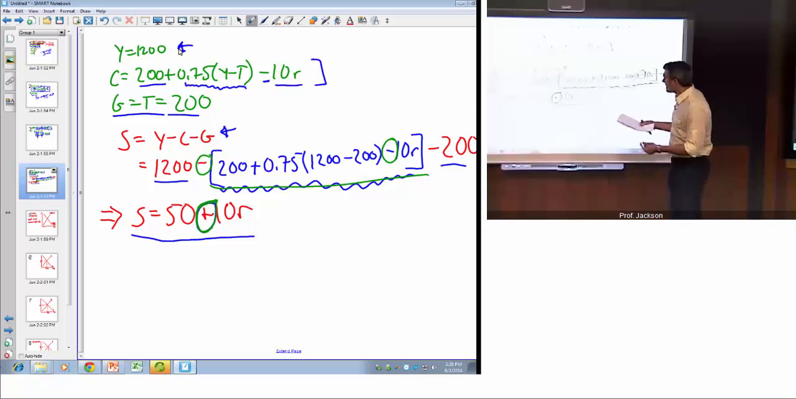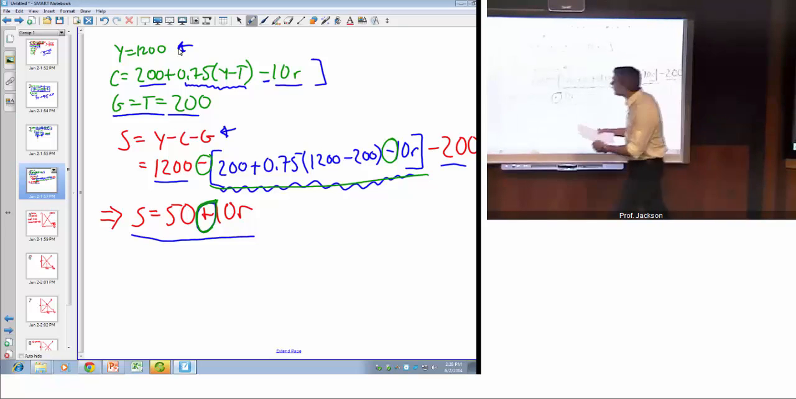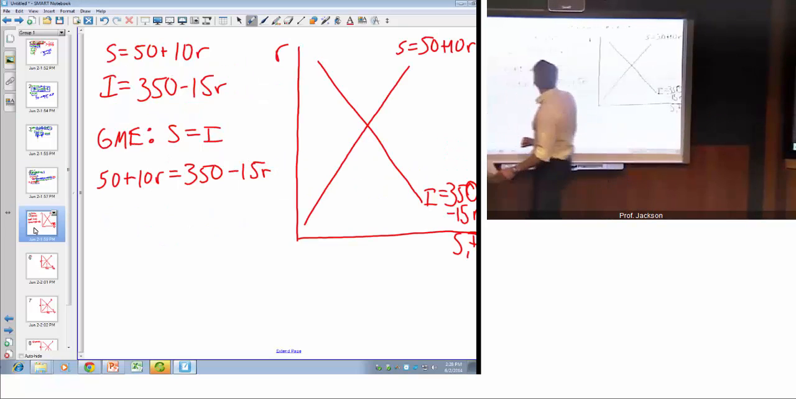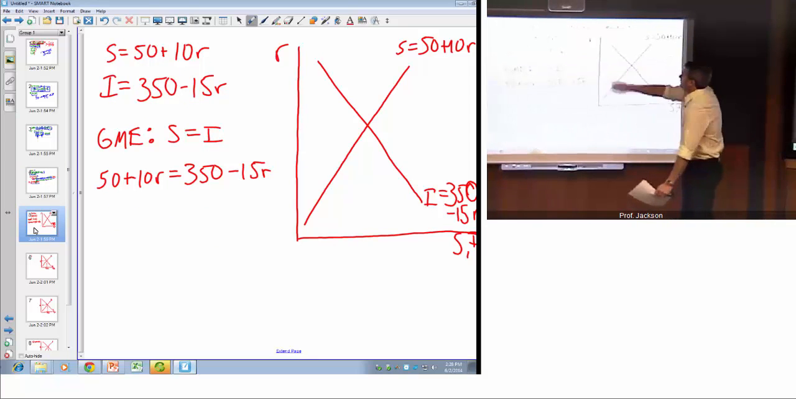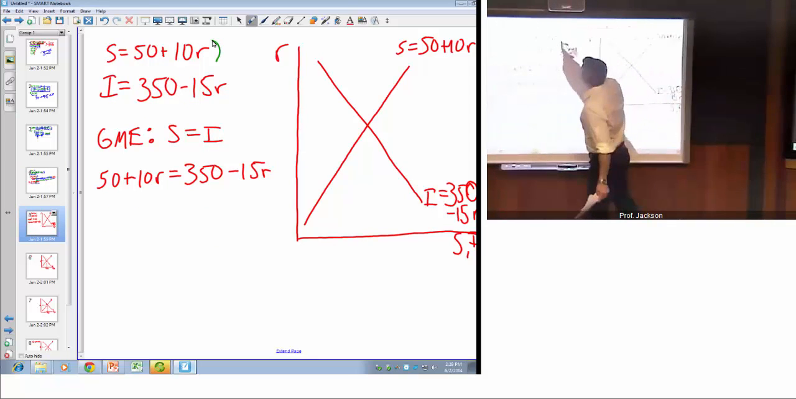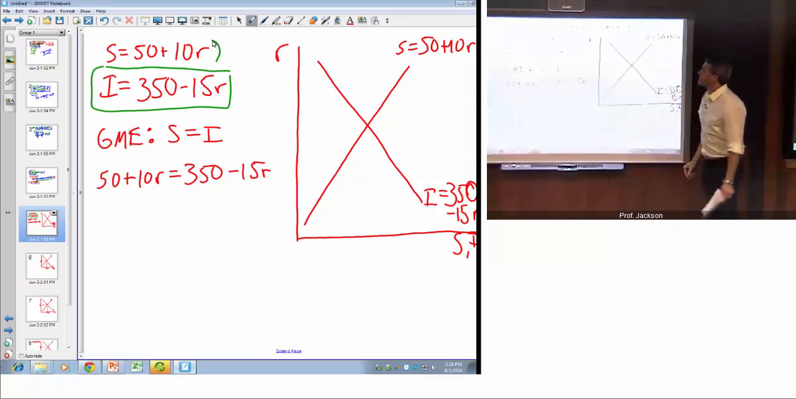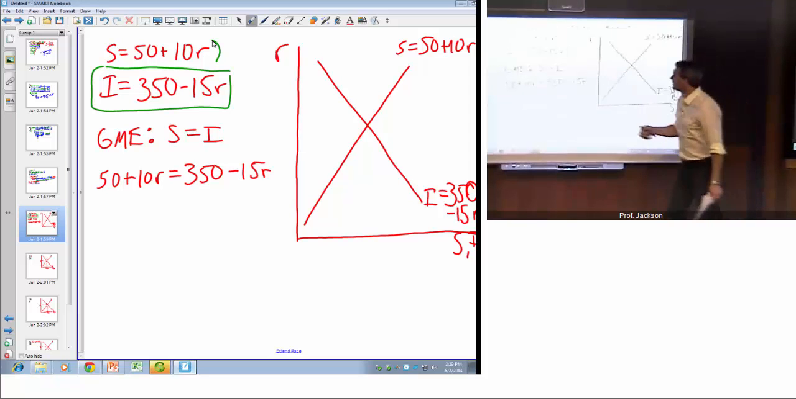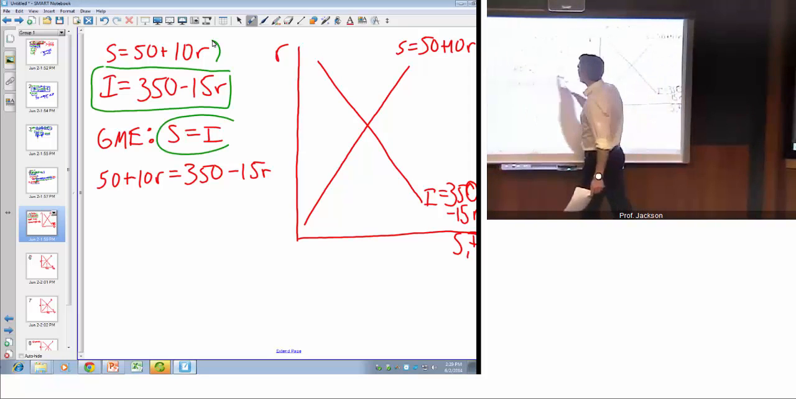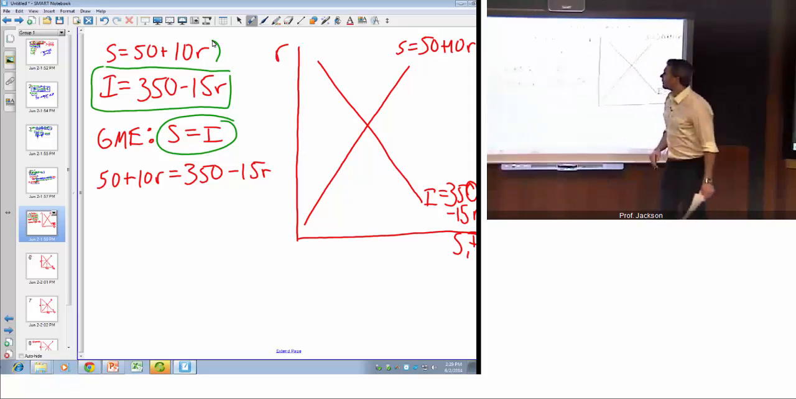So when you solve for that savings function, that's what you get. Now, how do we use this? Well, here's our savings function. Suppose we have an investment function that looks like this, okay? When we put those two together, our goods market equilibrium is going to be where savings is equal to investment, when those two things intersect, right?